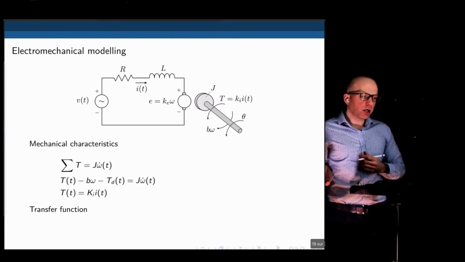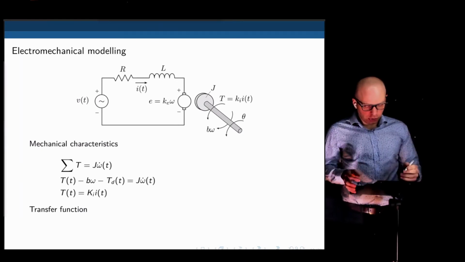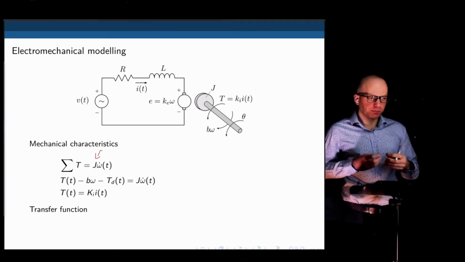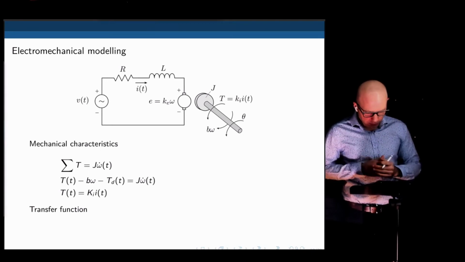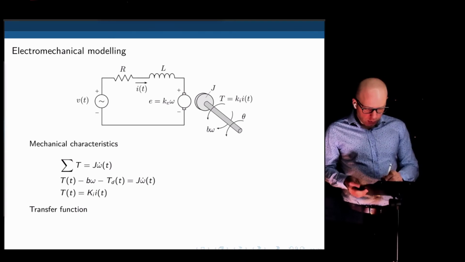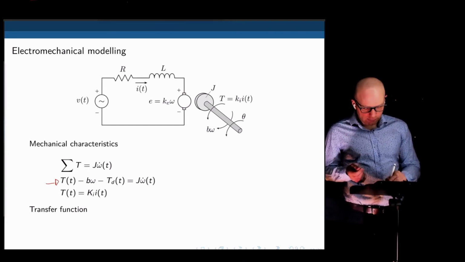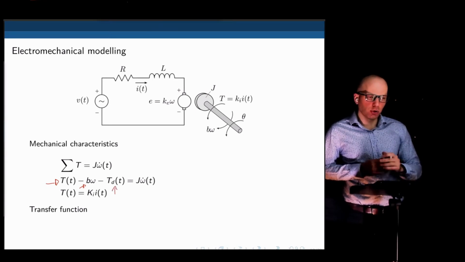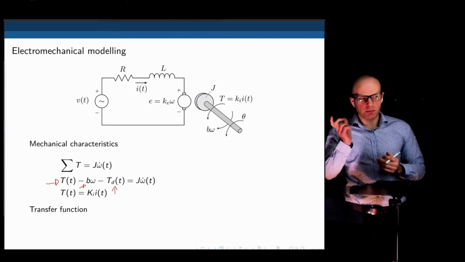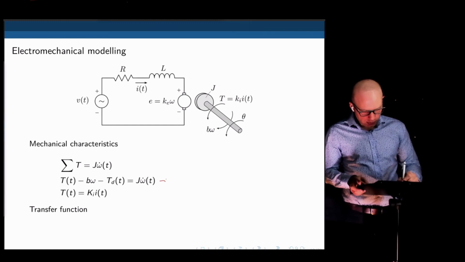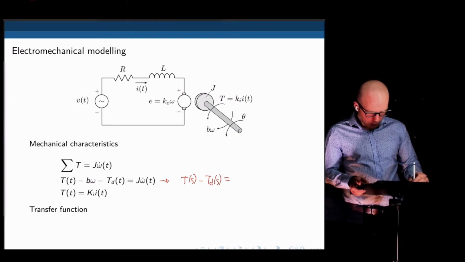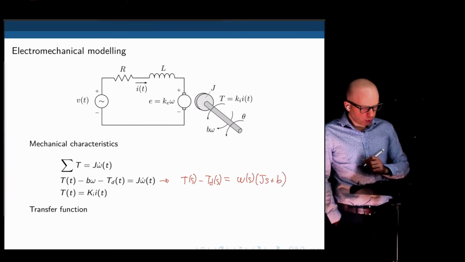We can now go to the mechanical part and write the same. We know that the sum of all torques is equal to the moment of inertia times the angular acceleration, which here is represented as the derivative of the speed. And all torques acting on the system are the torque provided by the electrical part minus friction minus the disturbance torque, or the load torque, being applied to the motor in the opposite direction to that of the motor itself. We can take the Laplace transform of this. What happens? We have T(s) minus TD(s) equals omega(s) times (Js plus B). Again, from control systems.